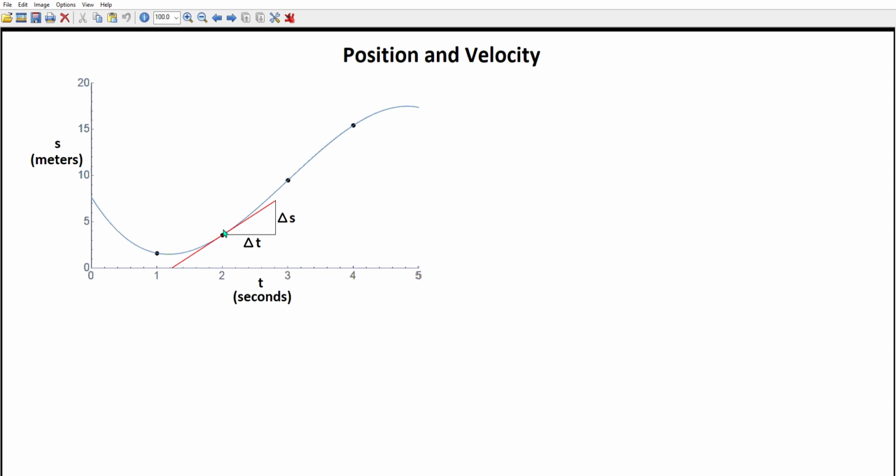Now let's look at the slope of the tangent here, and this is the tangent when t equals 2. Our slope is going to be delta s over delta t, and that's in meters. T is in seconds. The units here are meters per second. That's a velocity, and in fact, the velocity at a is s prime of a, the derivative there, and it's in meters per second.